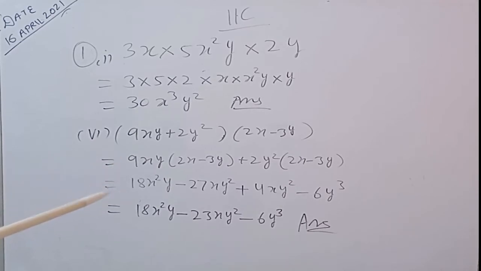So 27xy square minus and plus 4xy square, positive and negative, and whenever we solve it we get minus 23xy square. So the answer is 18x square y minus 23xy square minus 6y cube. So in that manner you will do question number 1, first and 6th part.